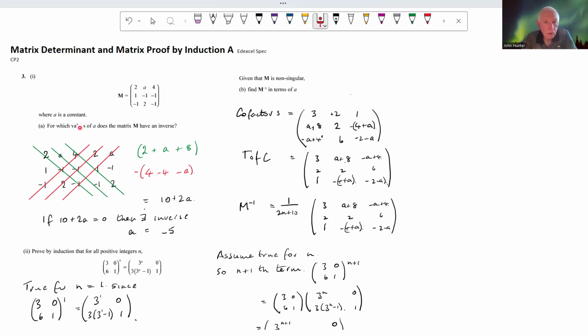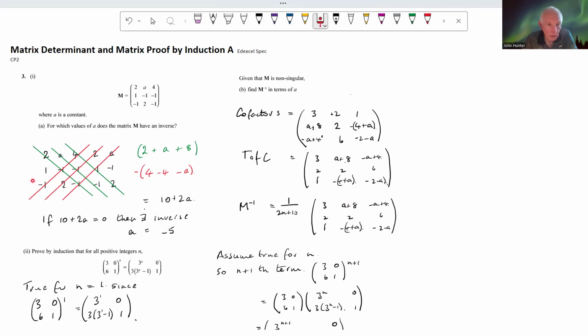So that's question part one. And then subpart a: for which values of a does the matrix M have an inverse? Well, of course, that's tied in with whether or not the determinant is zero. If we've got a determinant of zero, then it will not have an inverse. So let's find the determinant.